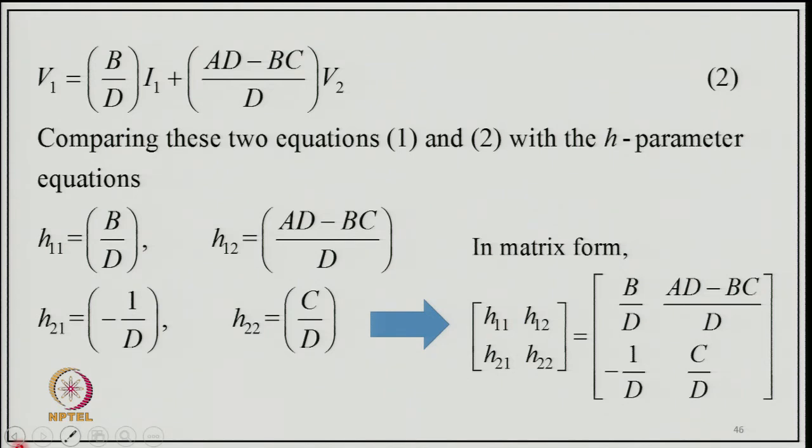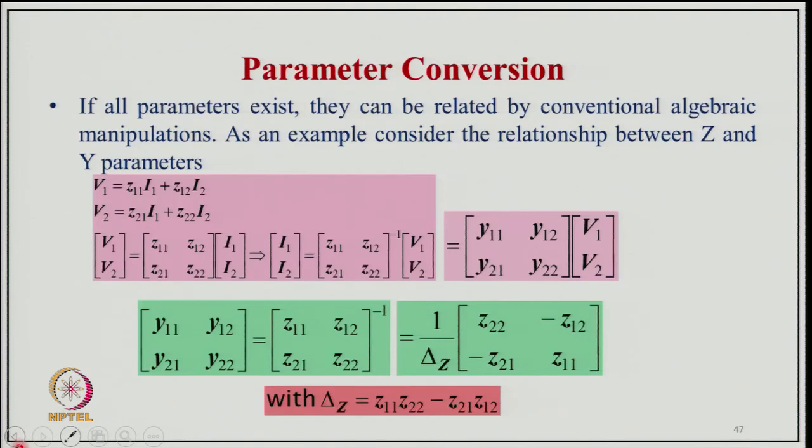Comparing these two equations, we can get H parameters in terms of transmission line parameters. H11 equal to B upon D, H12 equal to AD minus BC upon D, H21 equal to minus 1 upon D, and H22 equal to C upon D. Now this hybrid parameter in terms of transmission line parameters is H11 H12 H21 H22 equal to B upon D, AD minus BC upon D, minus 1 upon D, and C upon D.